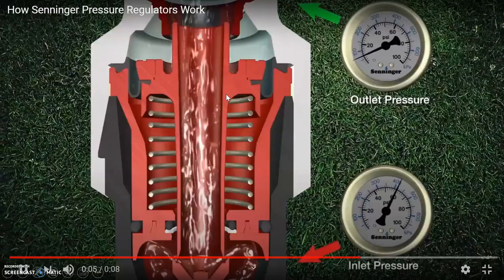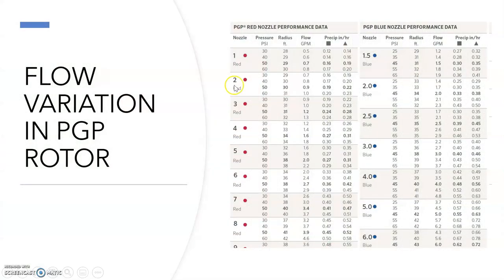In the next slide, this is the PGP from Hunter products. When it is operating at 30 psi, it only gives 0.5 GPM. When operating at 40 psi, it gives us 0.6 GPM. At 50 psi, it is 0.7 GPM. This is the manufacturer's recommendation, so we need to maintain 50 psi everywhere in the system. It is very difficult to maintain that. So how do we maintain the same pressure in every head? We can do that with the help of pressure regulators.